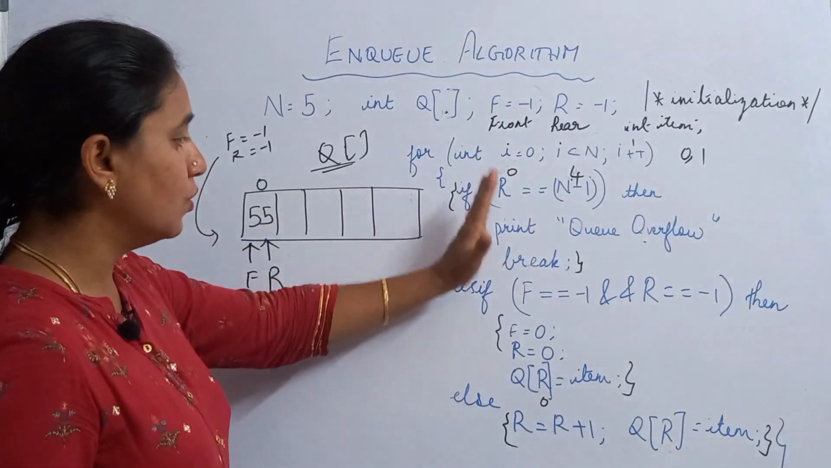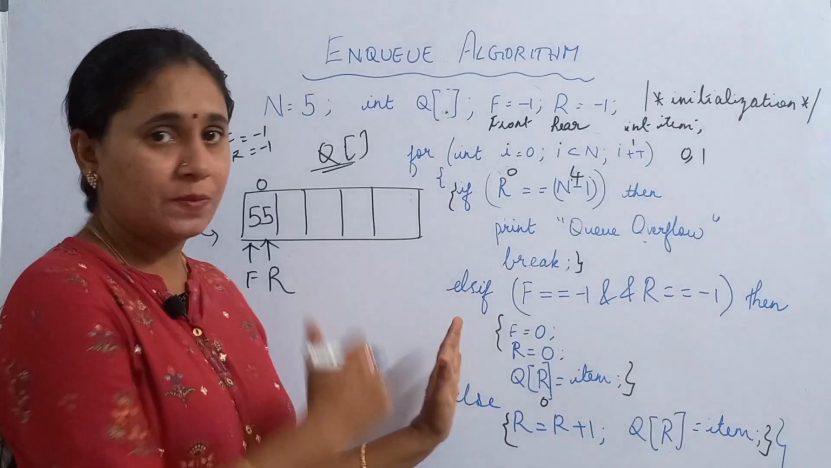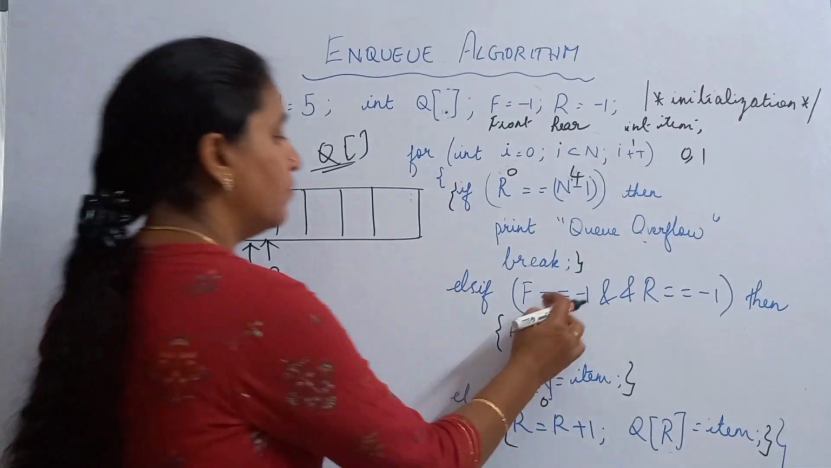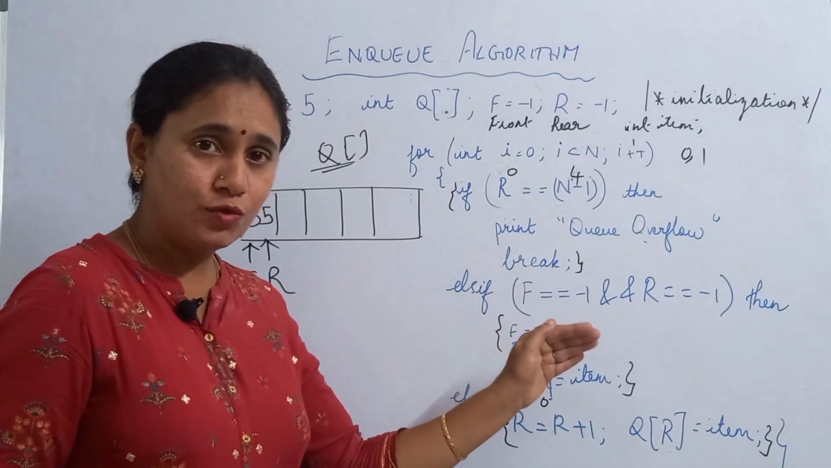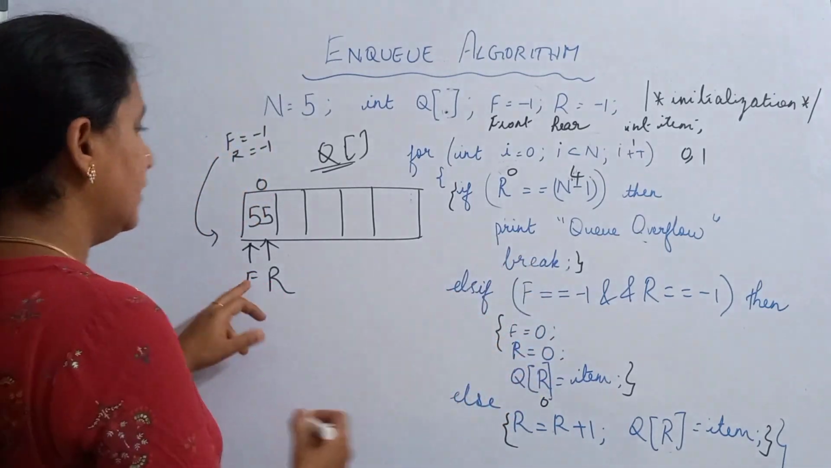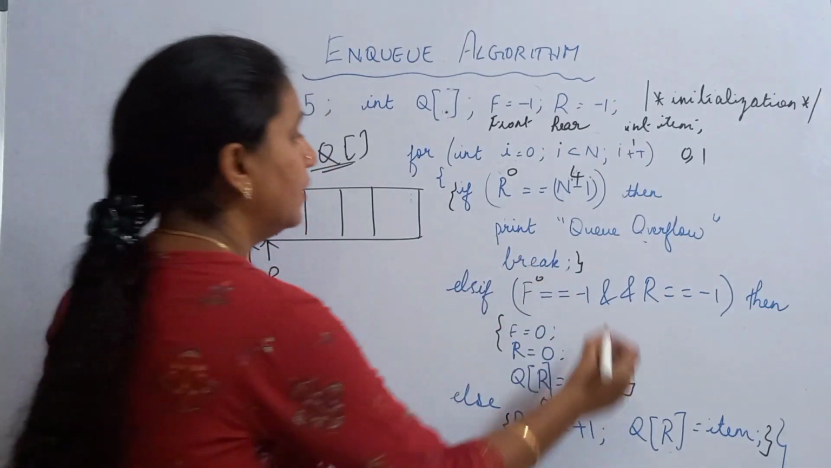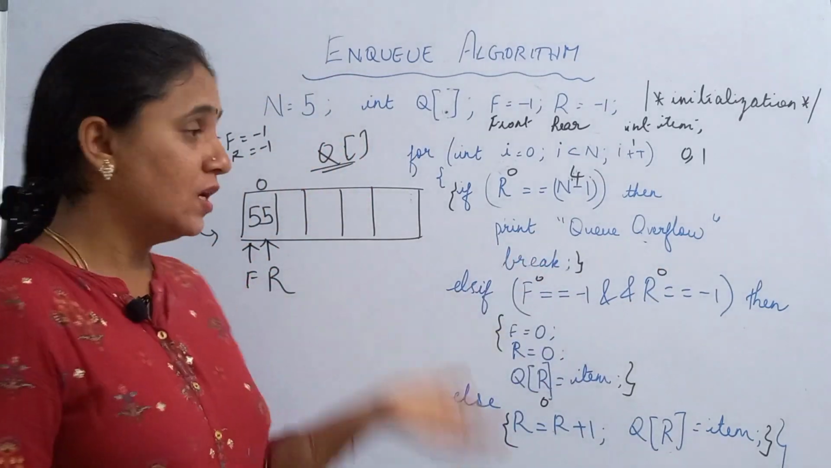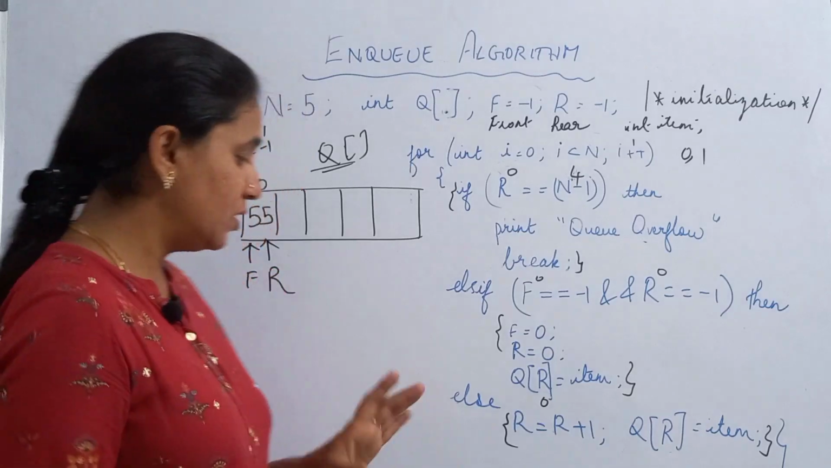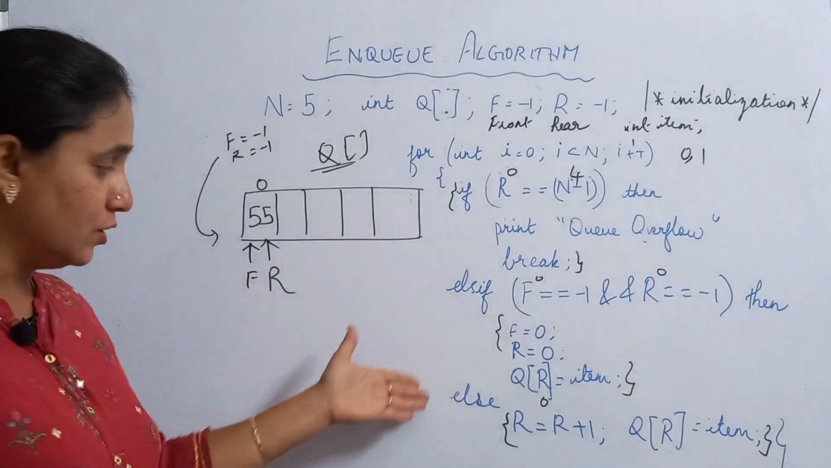So now it is going for the next else part. Else if f is equal to minus 1 and r is equal to minus 1. Is this condition true? No, because f value is 0 and r value is 0. So this is also false. Now which block is going to get executed? So this block will be executed.